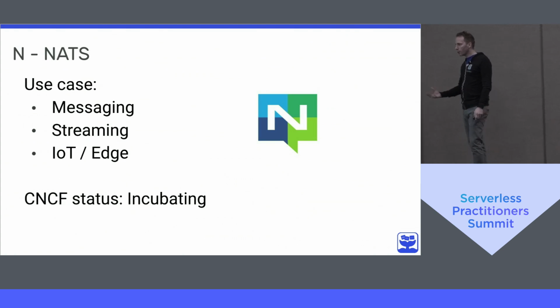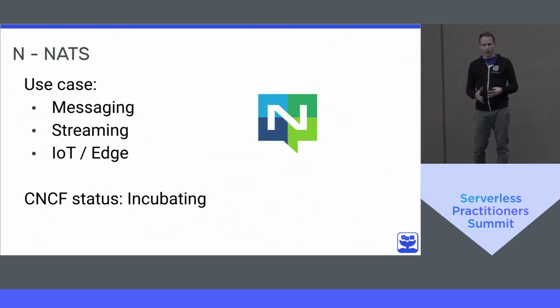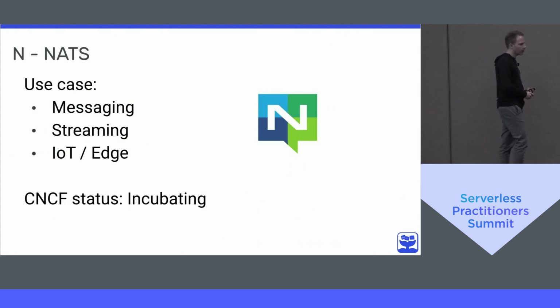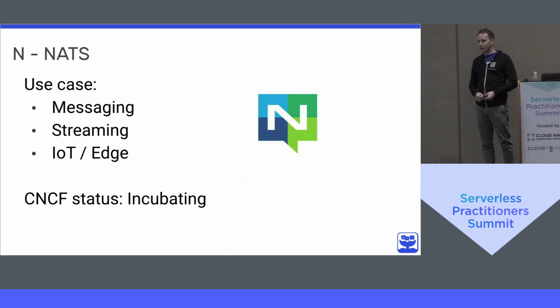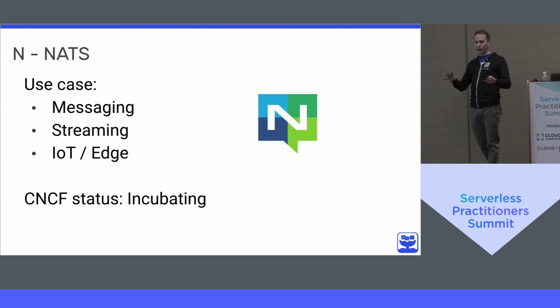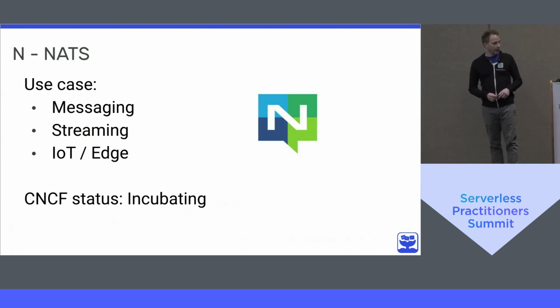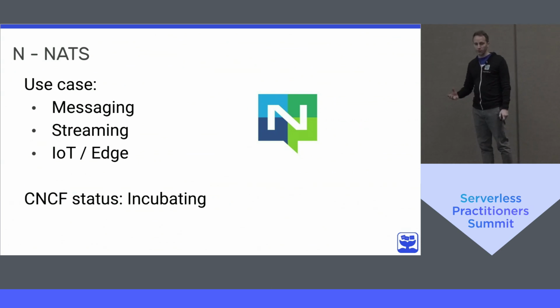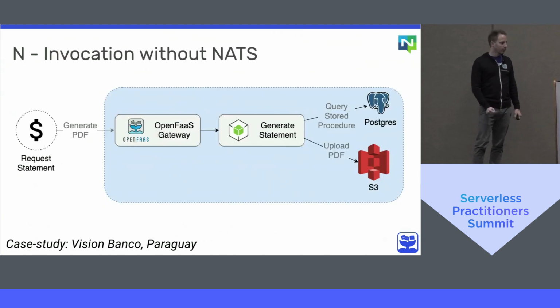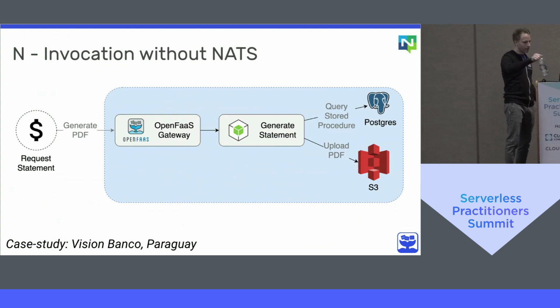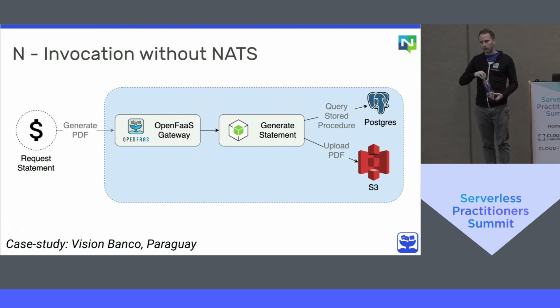Now, the other project in Plonk is NATS, and again, this is an optional one. At the moment, it runs as an asynchronous bus, and this is great if you want to do messaging between microservices or you're looking at streaming data. The new version of NATS has a global network that you can tap into, which is really pretty cool. And then you can use it for command and control with IoT. When we apply it to a use case, let's take Vision Banco from Paraguay. They generate customer banking statements as PDFs.